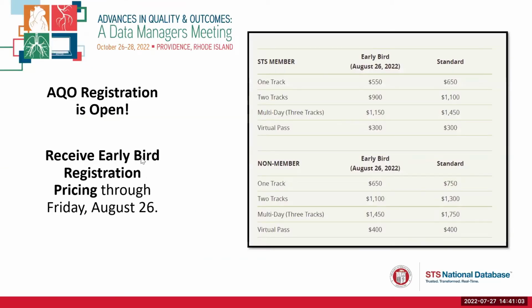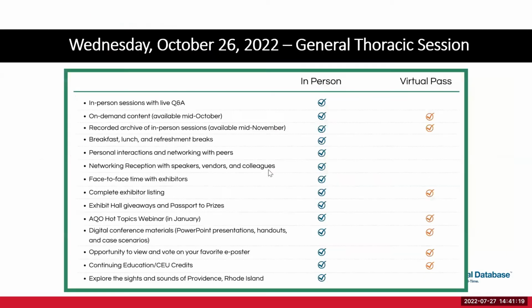Here is our listing of prices, STS members versus non-members. We also have our early bird pricing. And of course, that early bird registration is available up through Friday, August the 26th. Also, the general thoracic session is going to be held on Wednesday, October the 26th. Of course, we are offering the in-person track as well as the virtual pass. Obviously, we would love to have you join us in person if you are able.